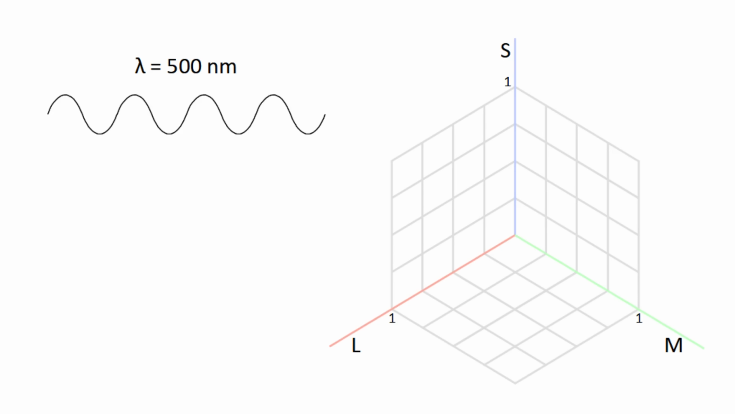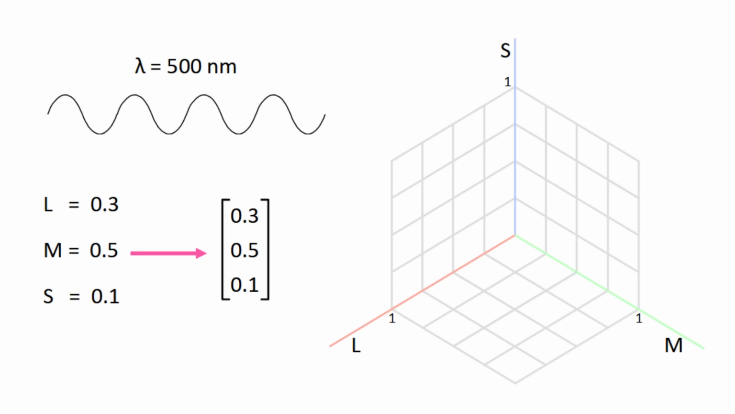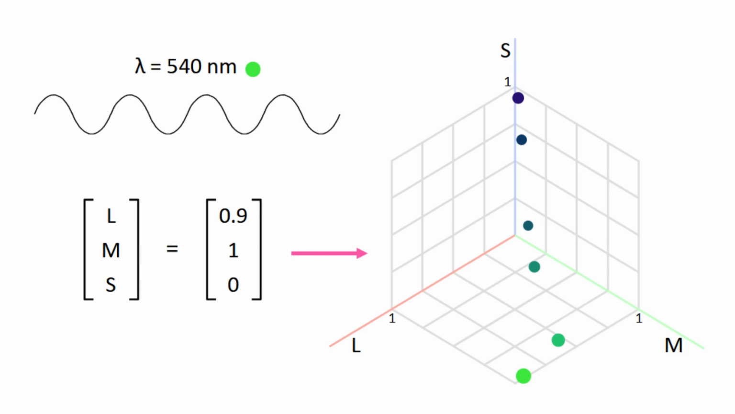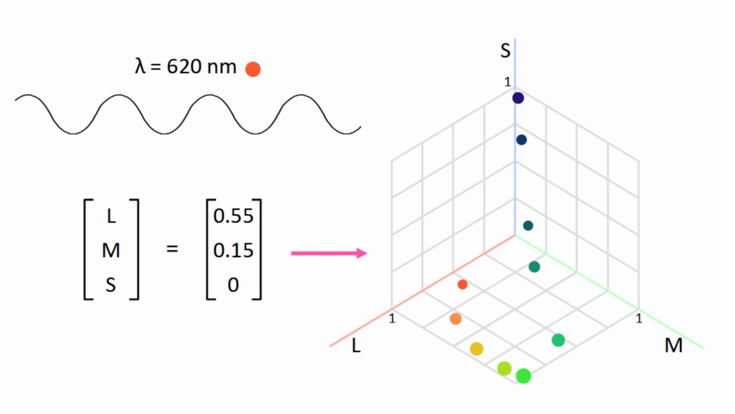At this wavelength, the normalized responsivity is about 0.3 for the long cones, 0.5 for the middle cones, and 0.1 for the short cones. That gives us the vector 0.3, 0.5, 0.1. So what we can do is graph this point in our color space and then color it with the color that the wavelength produces. And we can repeat this process with more and more wavelengths. So here's 480, 460, 440, 520, 540, 560, and so on and so forth.